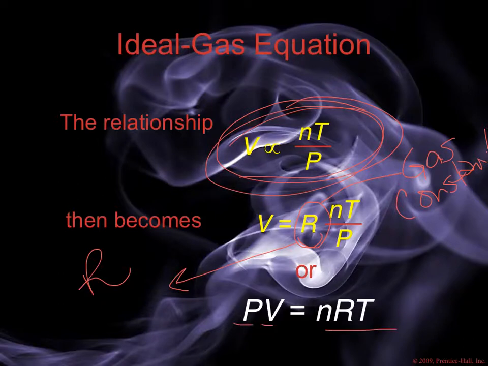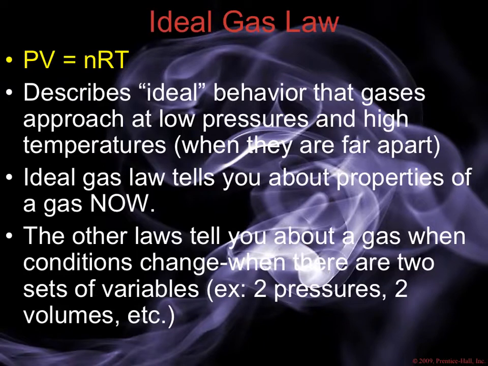So now I'm going to go back to the last slide. All right, so here we go. Let's talk some more about the ideal gas law. PV equals nRT. That gas law describes what scientists call ideal behavior. And most gases, under most circumstances, behave ideally, and it's okay to use this equation. We'll talk about the exceptions.